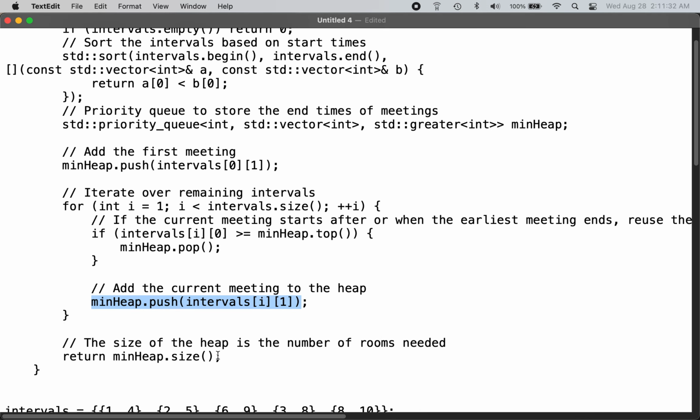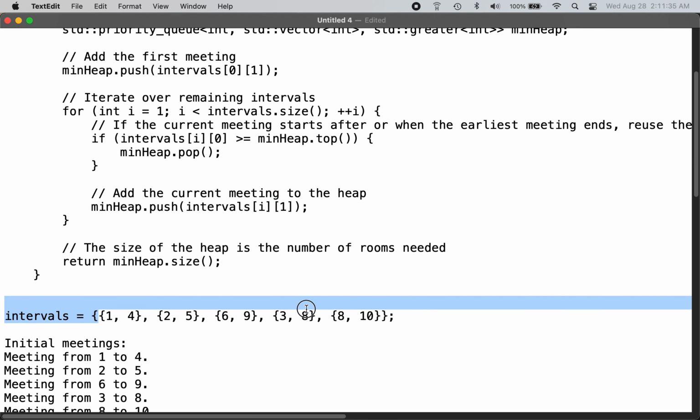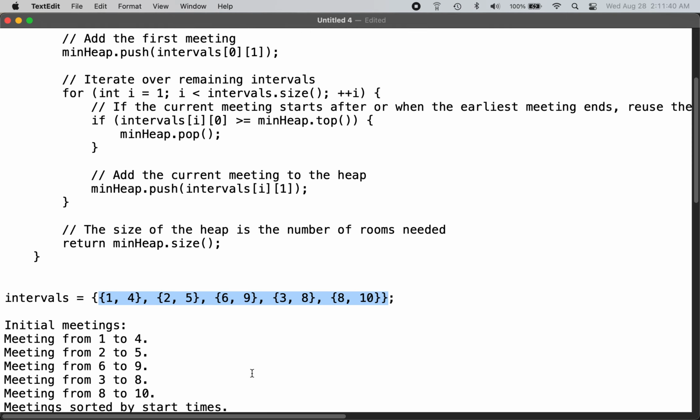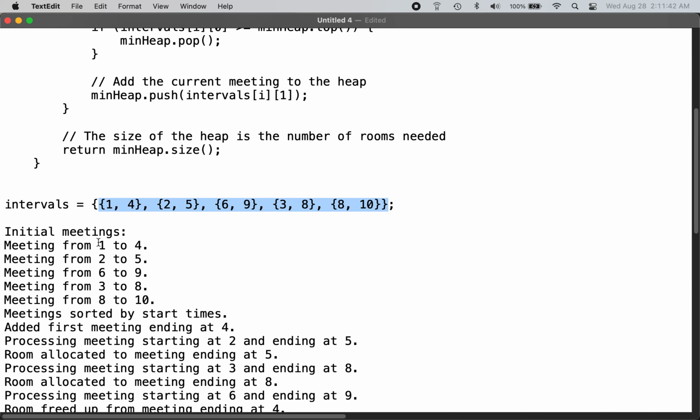Let us run through this scenario: 1-4, 2-5, 6-9, 3-8, 8-10. So the initial meetings are 1 to 4, 2 to 5, 6 to 9, no, I think this is unsorted, then 3 to 8 and 8 to 10. Meetings sorted by start times. Okay, added the first meeting ending at 4. Processing meeting 2, ending at 5, so a room is allocated for that too.